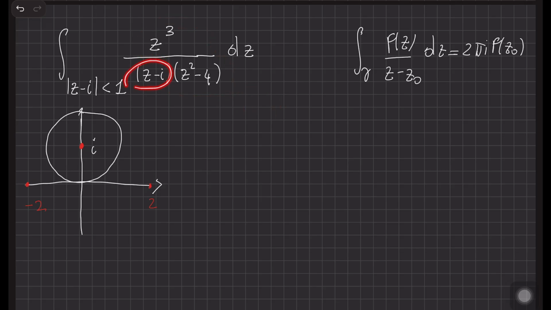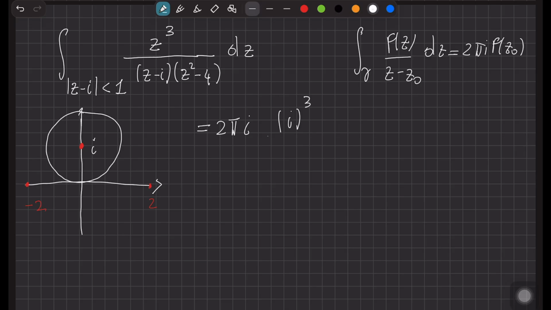And z minus i is our z minus z0, which means that my integral is just equal to 2 pi i, don't forget about the 2 pi i, times the function evaluated at i, which is i to the power 3, divided by z squared minus 4, so z squared is i squared, so minus 1, minus 4.